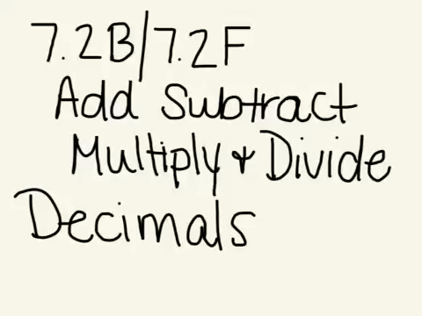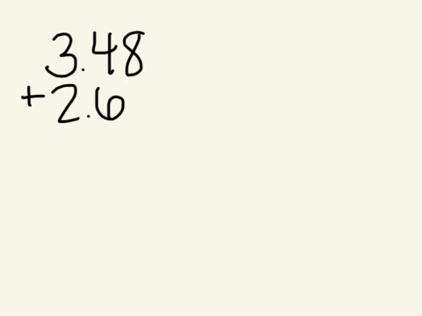Today we are going to talk about adding, subtracting, multiplying, and dividing decimals. So when you add and subtract decimals, it's the same sort of rule. So if I wanted to add two numbers such as, let's say, 3.48 plus 2.61. Okay, if I'm going to add those decimals, I need to make sure to line up my decimals. Okay, and my decimal place is just going to stay in that same spot.